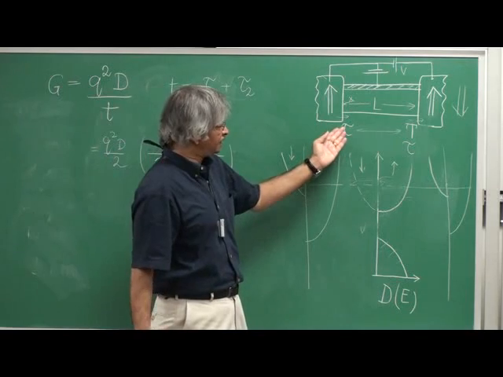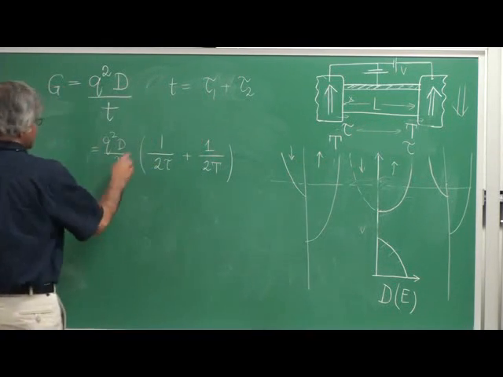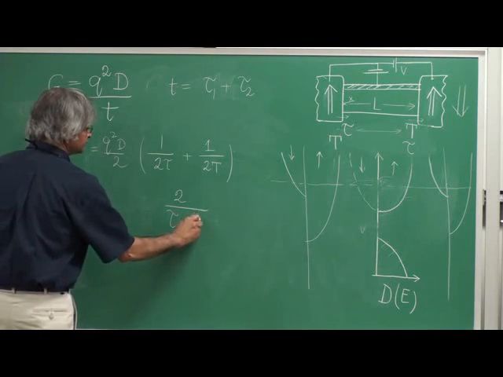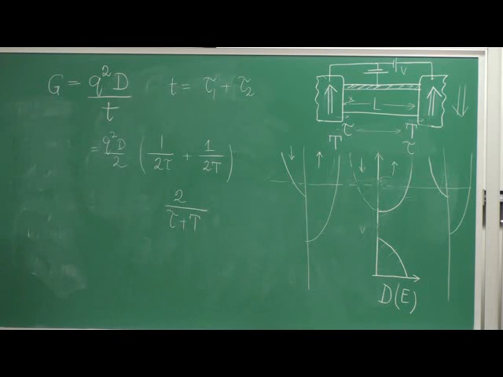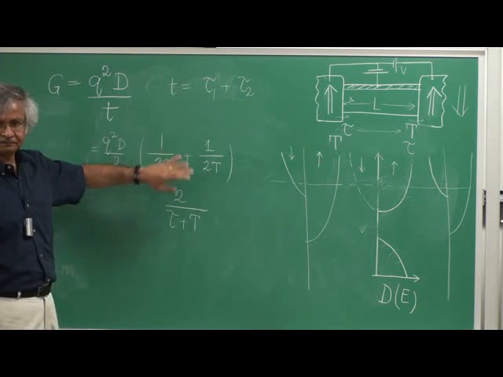So what that means is the total conductance would be the same for both types of spins, because either one is like tau plus T. But then there are two of them, so instead of this, you'd have like 2 over tau plus T. And you see, with a little algebra, you can show that this is always less than that.